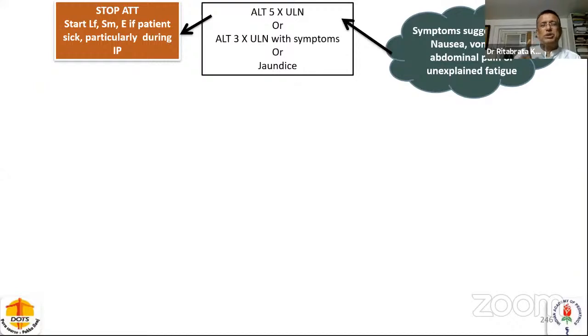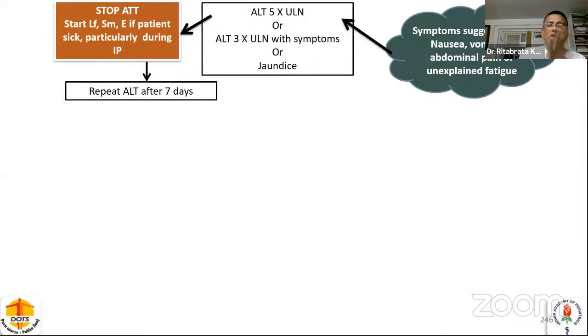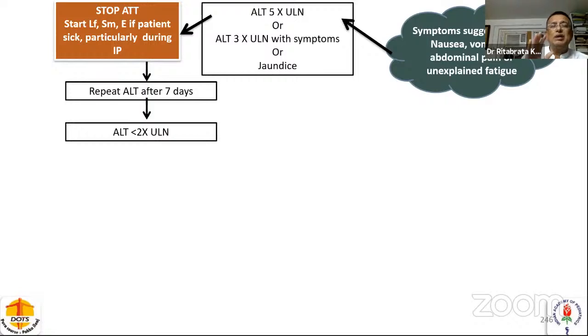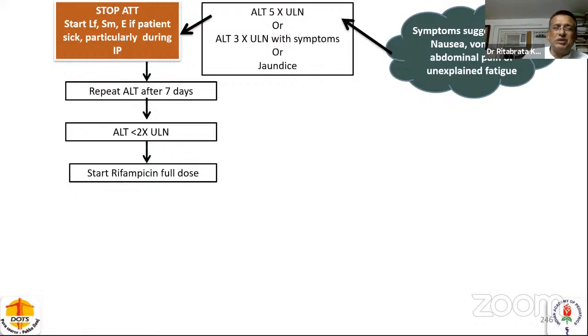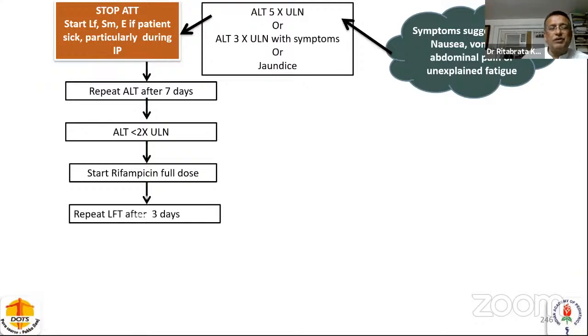So usually, if the child is very sick, we put the child on levofloxacin, streptomycin, and ethambutol, and we wait for 7 days. After 7 days, you repeat the liver function test, particularly ALT. In most cases, you will find ALT is less than 2 times the upper limit of normal. If it is less than 2 times the upper limit of normal, then you start with rifampicin full dose. Again, wait for 3 days.